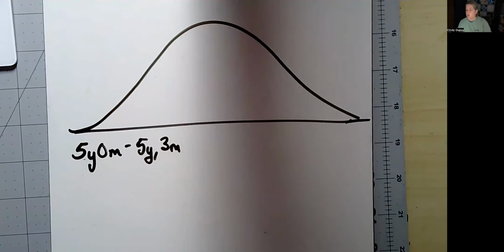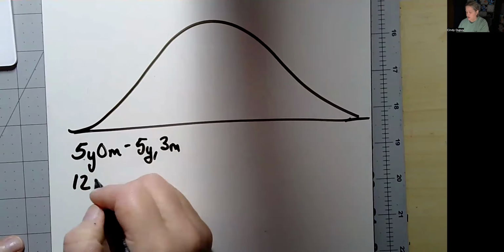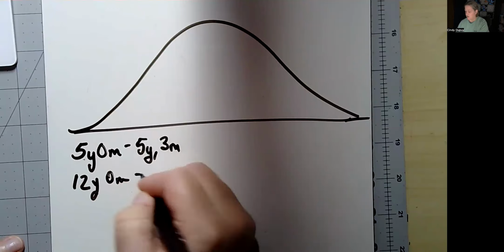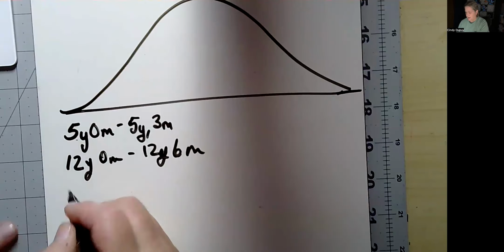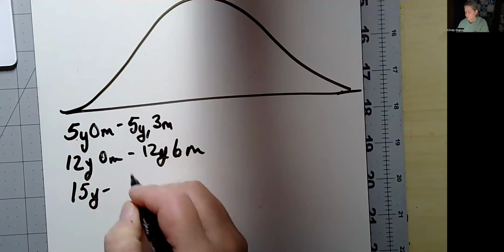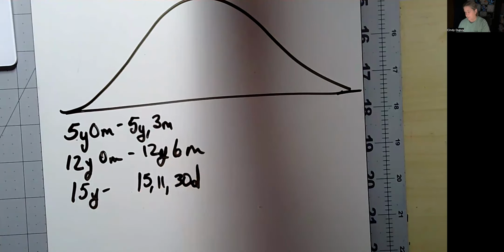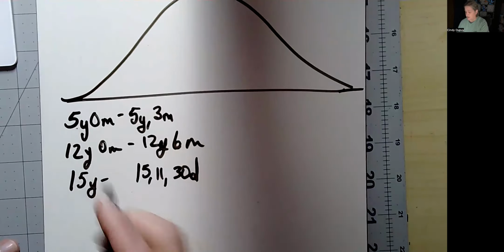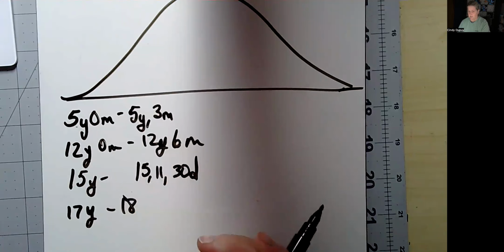As we get older, the students' scores are not necessarily as sensitive to their age. So when we have older students, I might say, if we're going to do 12 years, 0 months to 12 years, 6 months. And with older students, I might say 15 years to when they're 15 years 11 months and 30 days old, which would just be 15 years old. And then even older students, we might actually have a larger age band, which is like 17 years to 18 years. Okay.